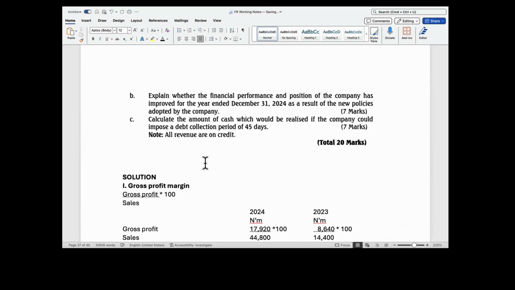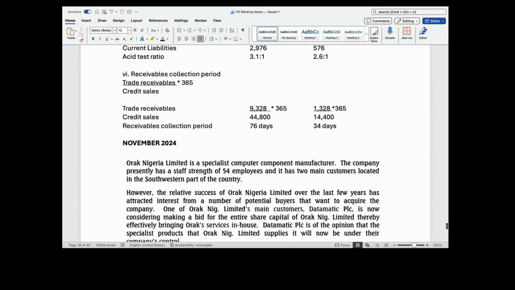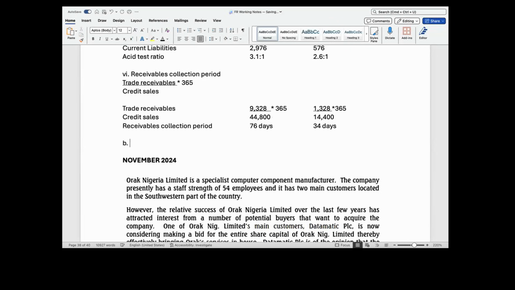The B part, we are asked to explain whether the financial performance and position of the company has improved for the year ended 2024 as a result of the new policies. Now they are giving us 7 marks for this. Just give me 1 minute so I can do this one. I am back.